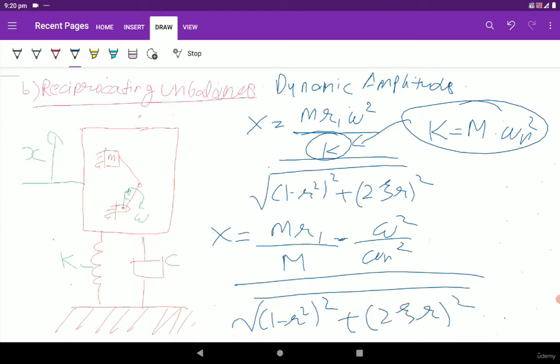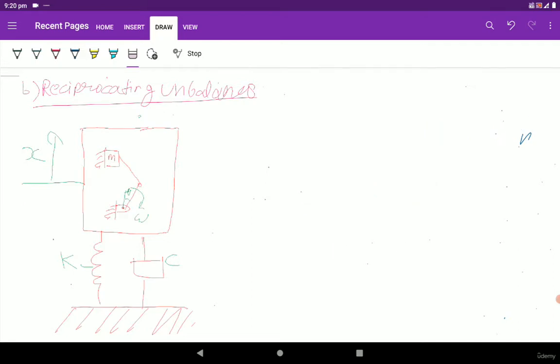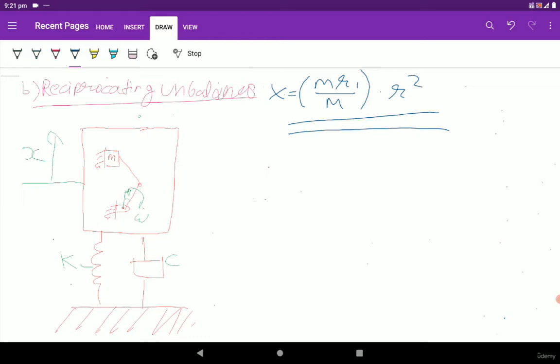When we simplify this, we are going to get the dynamic amplitude as x is equal to small m r1 by capital M multiplied by r square, where r is the frequency ratio, divided by under root of (1 minus r square) whole square plus (2 zeta r) whole square.